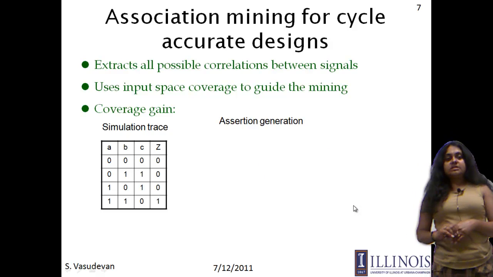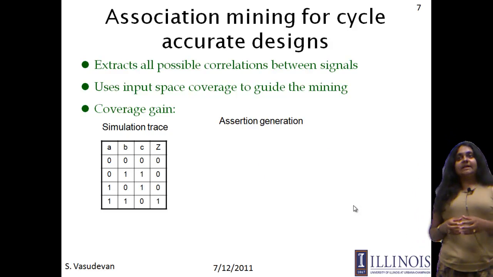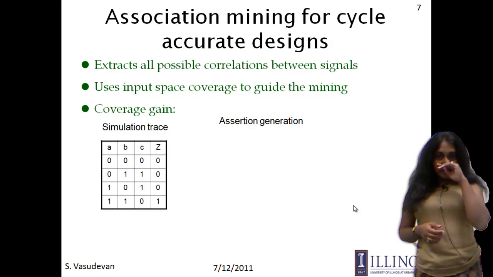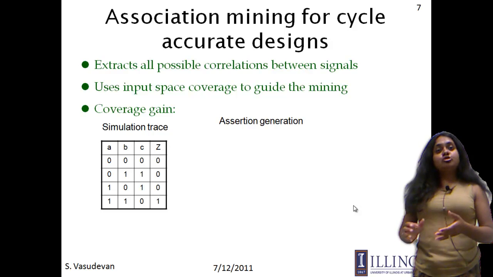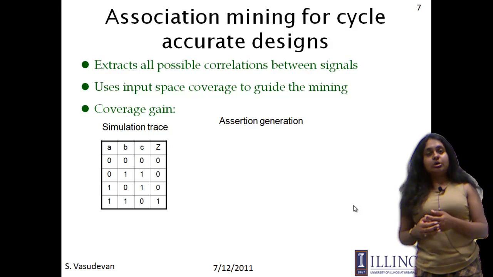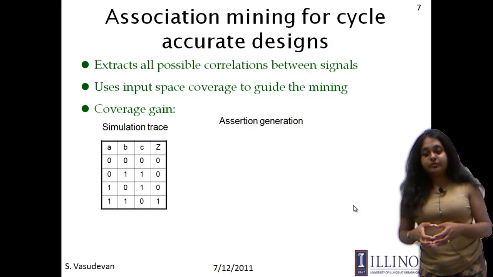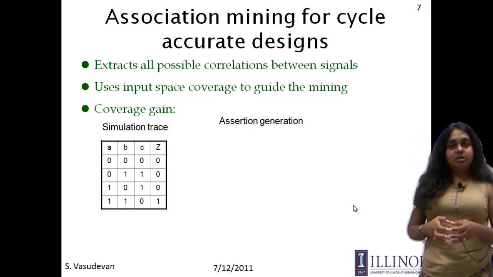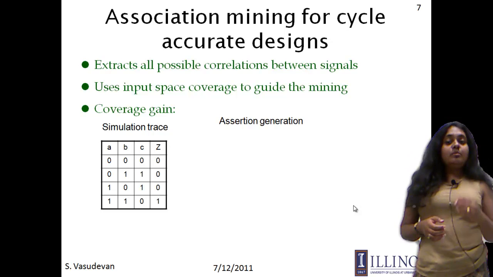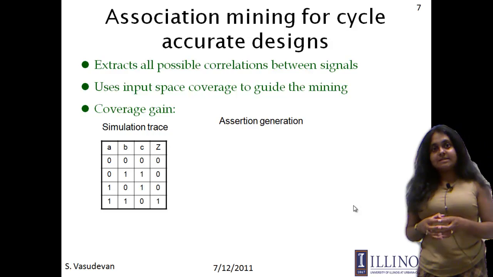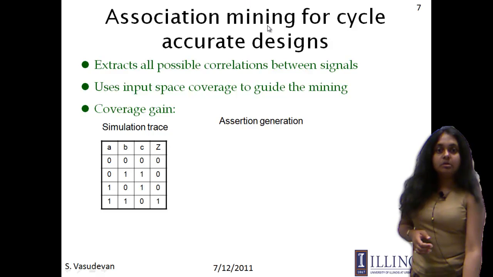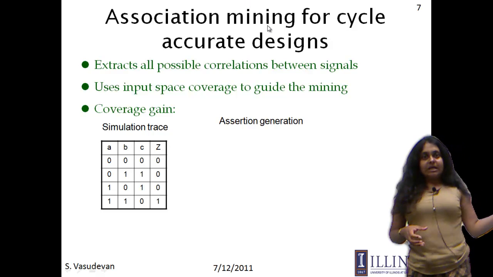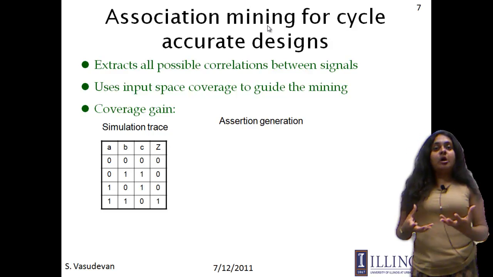So, let us look at association mining for cycle accurate designs. Now, as I mentioned, the association mining is somewhat similar to the approach that was used in the original GoldMine tool for RT level assertion mining. There we used a decision tree based supervised learning algorithm. Here the association mining algorithm, although it is similar in spirit to that algorithm, it performs a lot better.